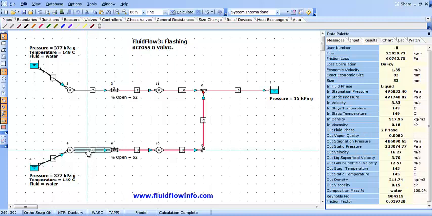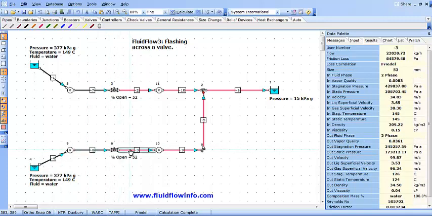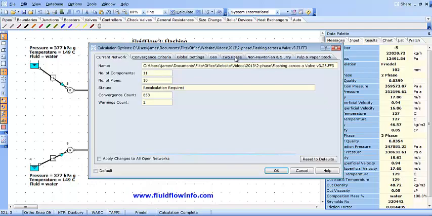However, as the fluid crosses the valve, flashing occurs and the fluid changes to two-phase. FluidFlow has therefore applied the appropriate loss correlation, in this case the Friedel correlation, as this is what we have set from Options, Calculation and Two-Phase.